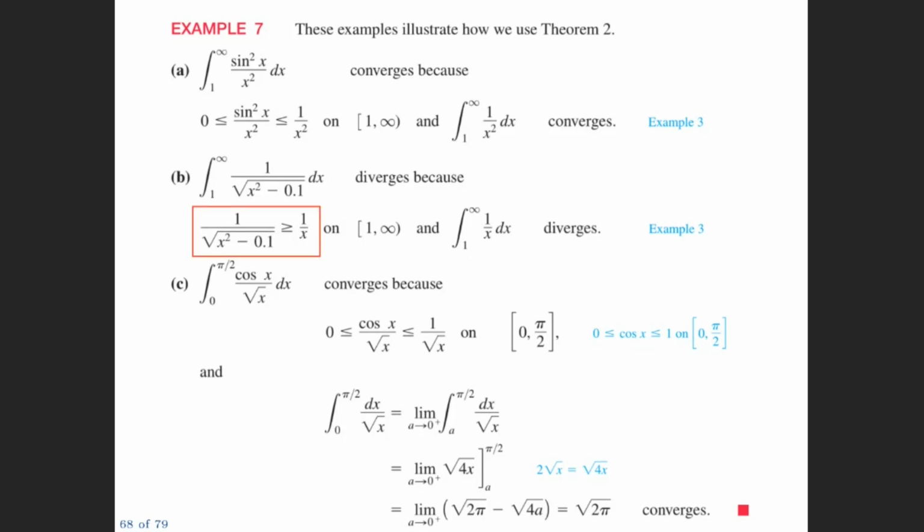Example B. In example B, we have that 1 over the square root of x squared minus 0.1 is bigger than 1 over x. And we know that the integral of 1 over x diverges. We have a function which is bigger than a function which diverges, so it must also diverge.